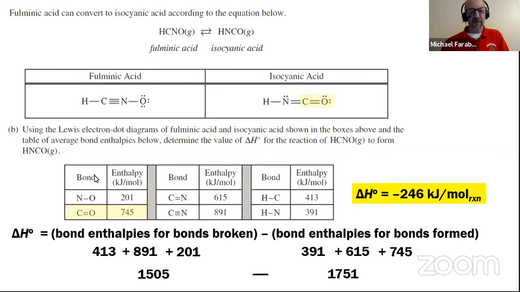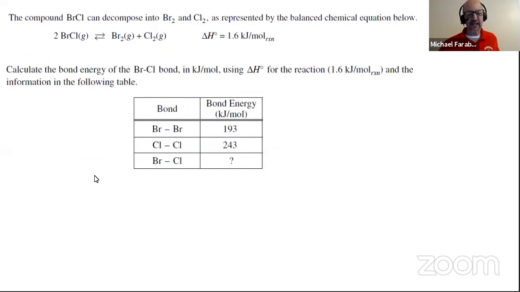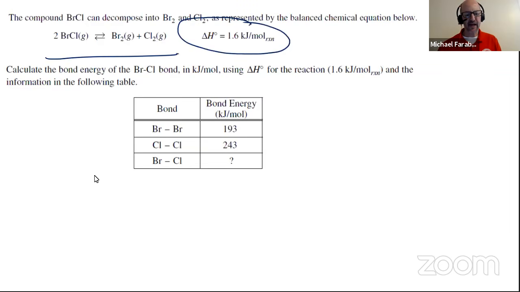All right, let me jump to another AP practice problem from a different AP exam. And in this one, they actually tell us the delta H. It's 1.6 for this reaction here.